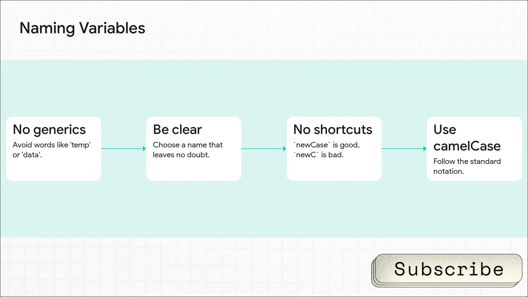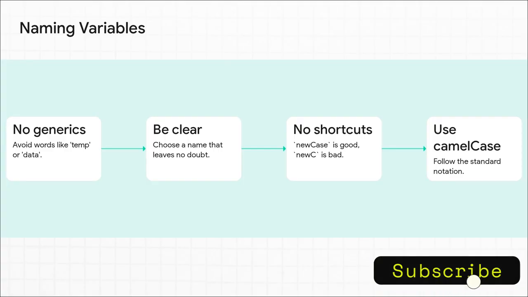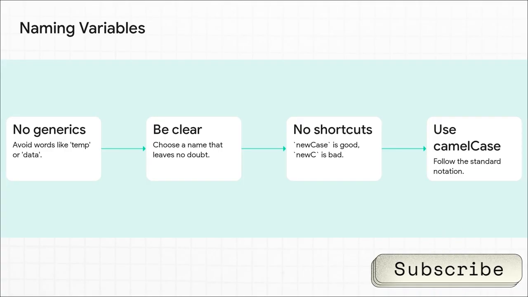And the rules for getting this right are actually pretty simple, but so powerful. First, be descriptive. Get rid of generic words like temp or data. Second, don't abbreviate so much that you lose the meaning. And third, just stick to standard conventions like camel case, where the first word's lowercase and every word after is capitalized. This little bit of discipline is what makes your code look professional and readable.